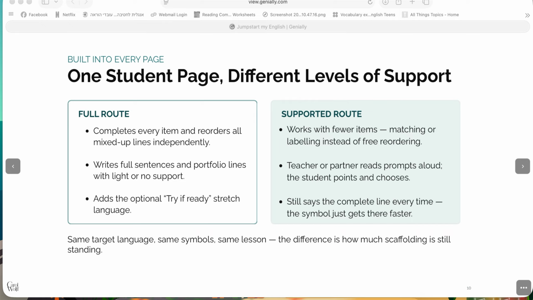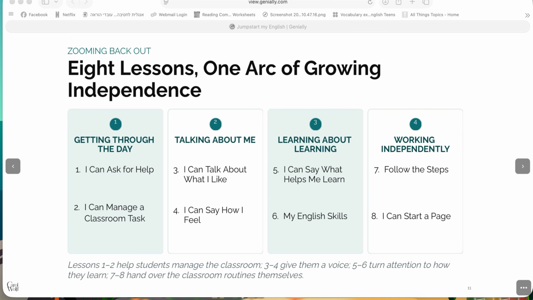Weak reading must never remove a student from listening or speaking. Every student still points, chooses, and says the completed line. So what do our 8 lessons look like?